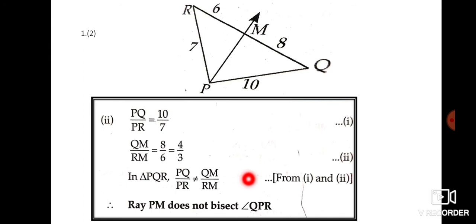So I say once again, girls, you need to write this statement only in the end. If you write PQ upon PR is equal to QM upon QR and then substitute, which is not correct, you will not get any marks for this. Now in this exercise 1.2, there are 3 sums. We have already done the first and the second. The third sum you can do as homework.